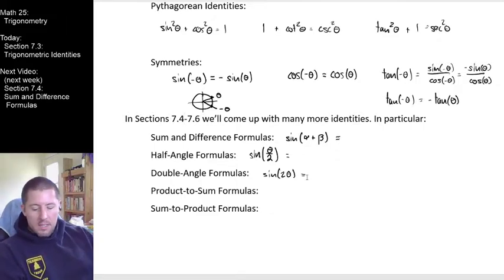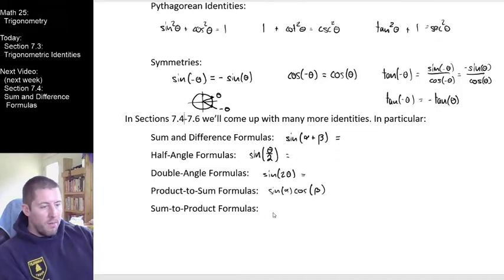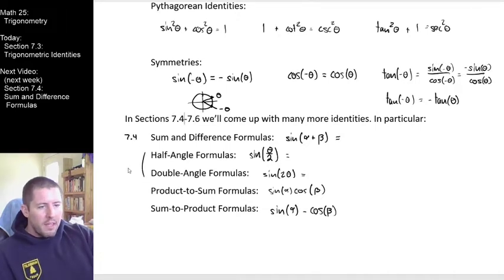We're also going to get some product to sum formulas. We're going to get formulas that help us rewrite the product of two trig functions of potentially different angles. And we're also going to flip that around and get a sum to product formula. If we're adding together or subtracting from one another two different trig functions of two different angles, is there a different way for us to write these? These two will be closely interrelated. If I'm remembering this correctly, this is going to be 7.4, I think this is 7.5, and this is 7.6, if I'm remembering my sections correctly.